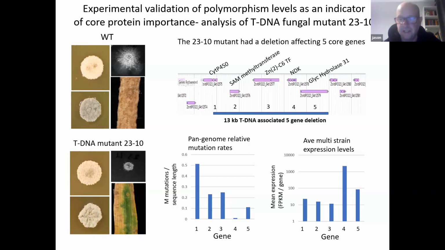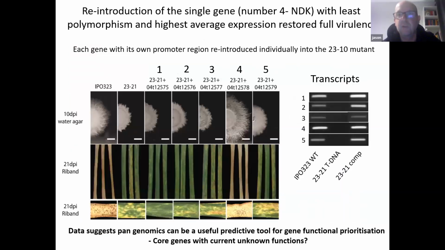So we asked, does this mean anything if we start to reintroduce those genes one by one into the 2310 mutant? Can we actually restore virulence by reintroducing any one of them? So each gene was reintroduced with its own promoter back into the 2310 mutant by transformation. And very nicely for us, reintroduction of gene 4, the NDK, the nucleoside diphosphate kinase, was sufficient to restore full virulence to the 2310 mutant and also restore the hyphal growth defect seen on water agar.